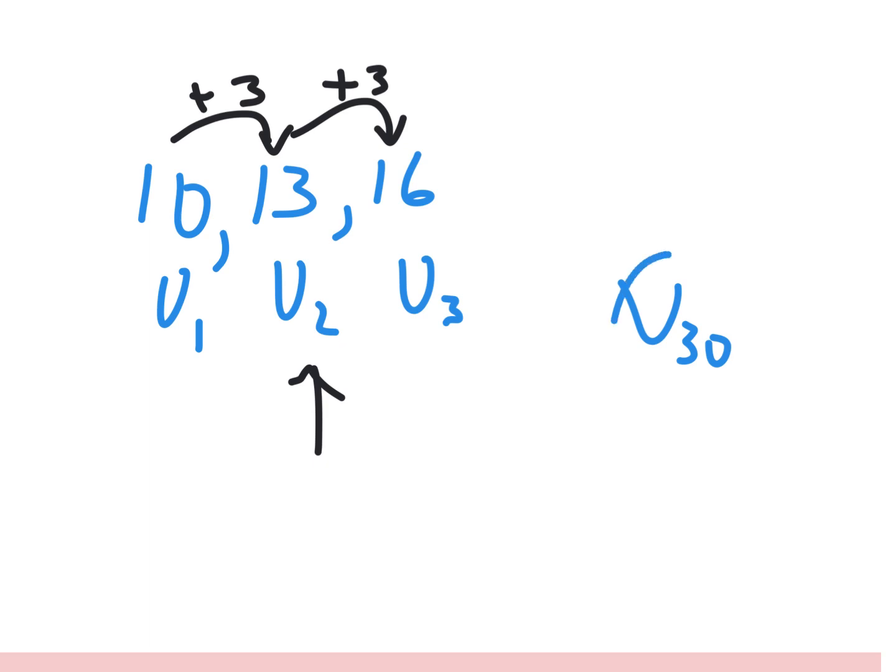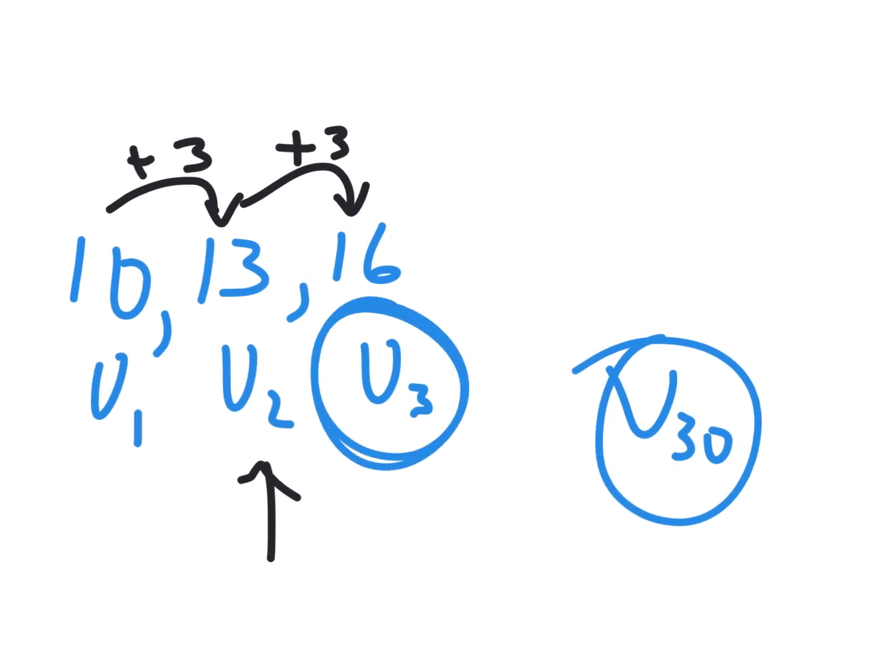So I get it. Some kids are like, so I'll just add 3 30 times. No, you don't. If you want to get U sub 30, you add 3 how many times? No, don't add it 30 times. To get U sub 3, we added 3 twice. So to get U sub 30, you don't add 3 30 times. You add 3 how many times? Nobody has said it right yet. Yes? 29. 29 times.